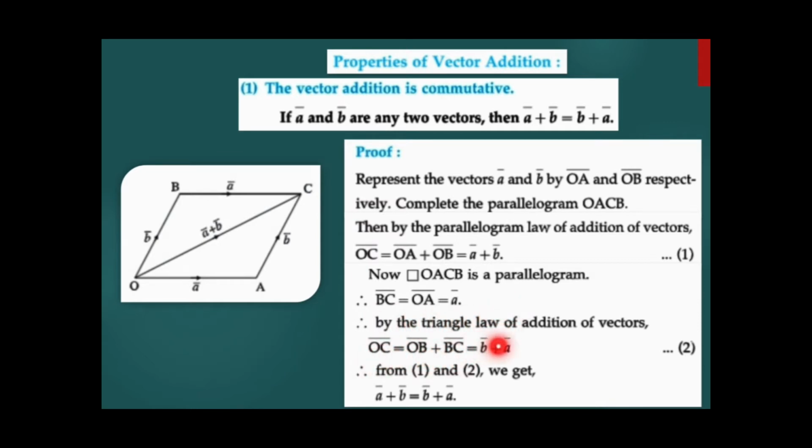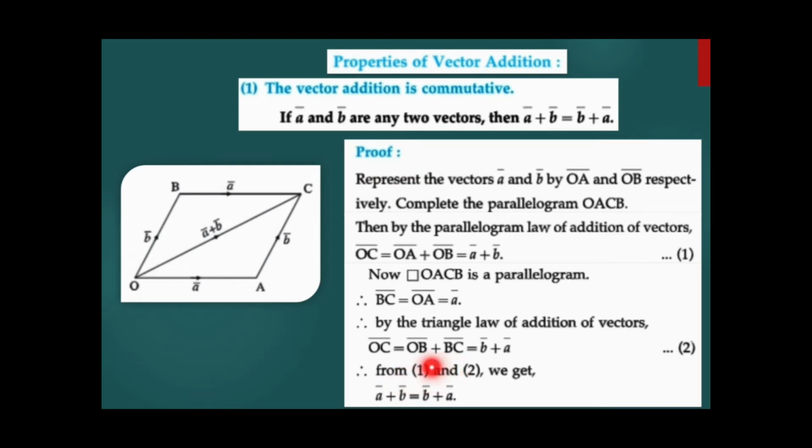Therefore by the triangle law of addition of vectors, we have to find the value of OC. So we use triangle law of addition of vectors. So value of OC is equal to OA plus AC. So we write here OC bar equals OB bar plus BC bar. Instead of writing OA plus AC, we write here OB plus BC. We get OC. So OC bar equals OB bar plus BC bar.